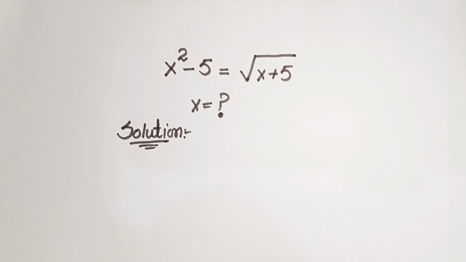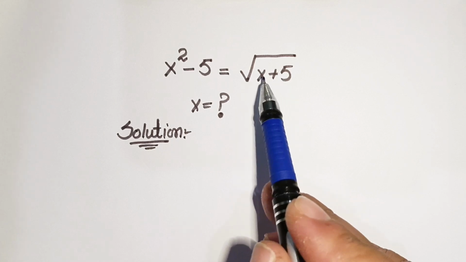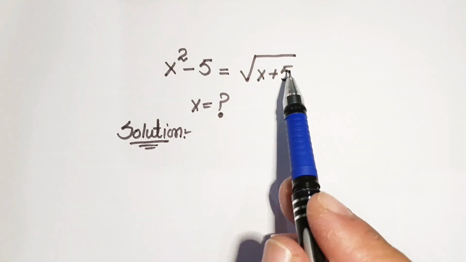Today we have a nice exponential problem, that is x squared minus 5 is equal to square root of x plus 5. So here we have to find the value of x. Now in this problem, we see that on our right hand side it is square root of x plus 5. So here it is a radical sign.